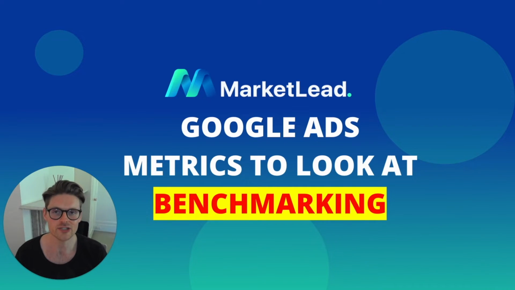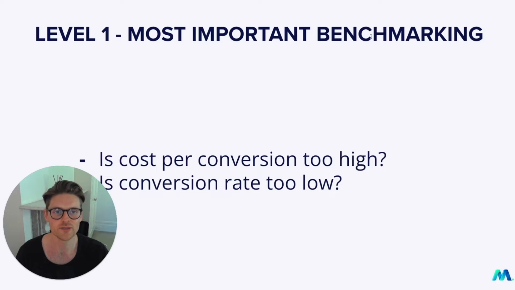The last two videos were level one, what numbers to look at, which was the conversion data, and then level two was the second tier of the data like clicks, impressions, CTR, cost, average CPC, and impression share. So this is really going in terms of benchmarking and what are the numbers you want to start going after. So going into this benchmarking, the level one, most important benchmarking.